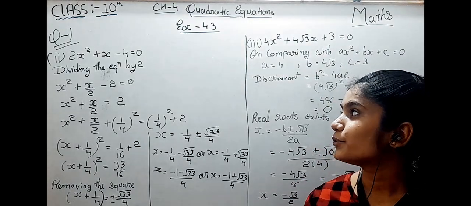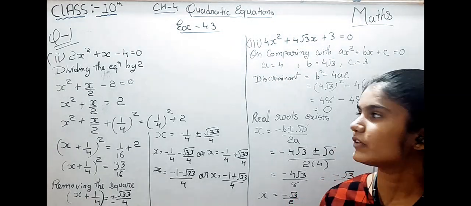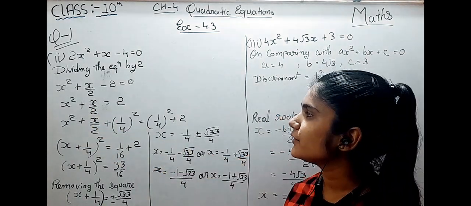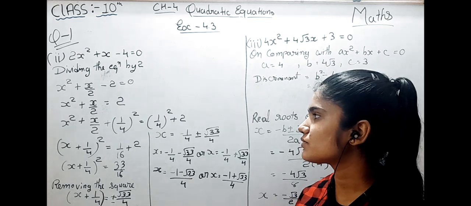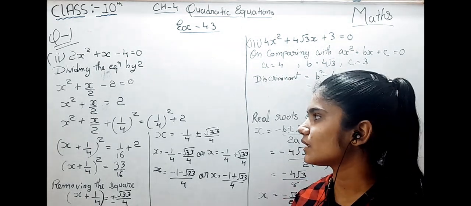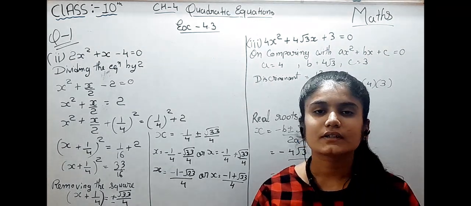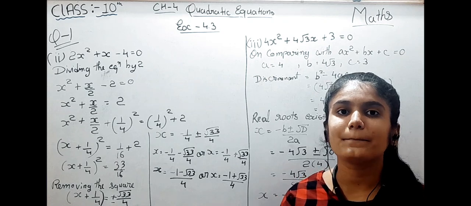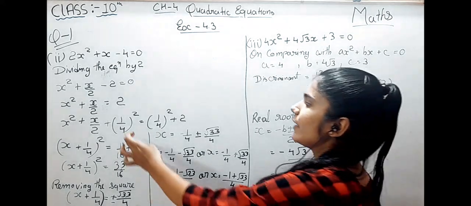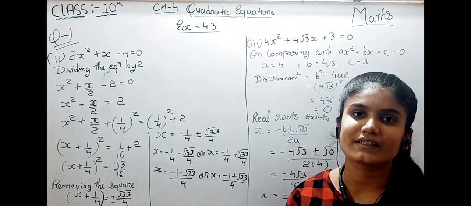Moving to number 2, 2x square plus x minus 4 is equal to 0. Same as question number 1, we have to divide this equation by 2. x square plus x by 2 minus 2 is equal to 0. By taking minus 2 on the other side, it becomes positive. x square plus x by 2 is equal to 2. And for the third term, we have used the formula b upon 2a whole square. From that formula, we find 1 upon 4 whole square to make it a perfect square.